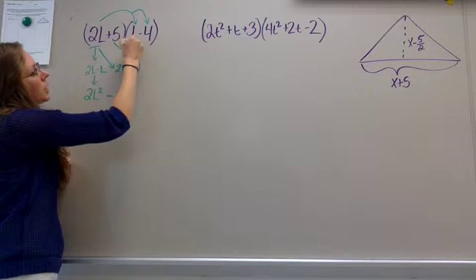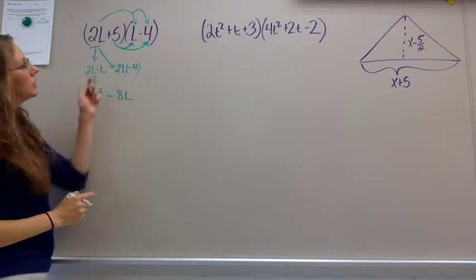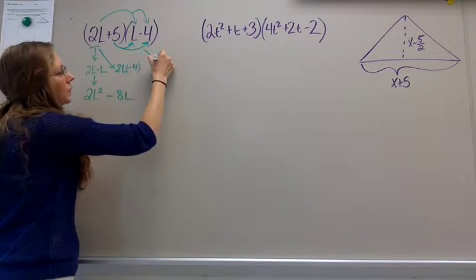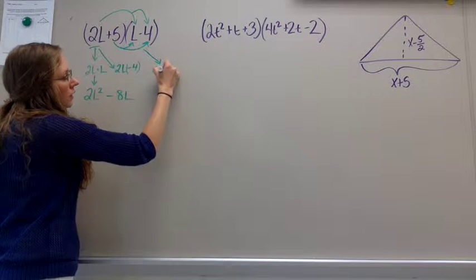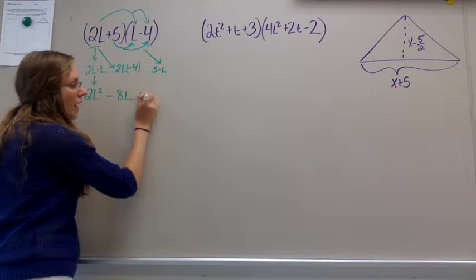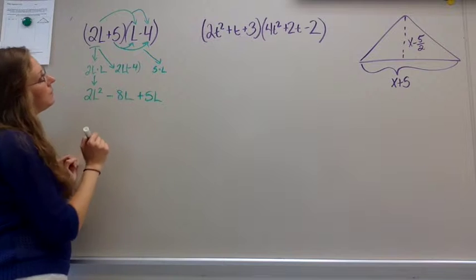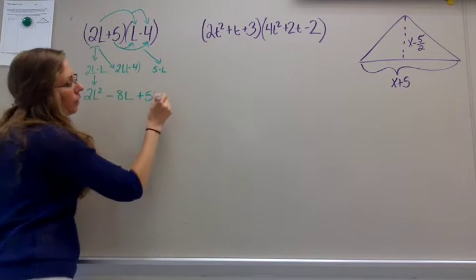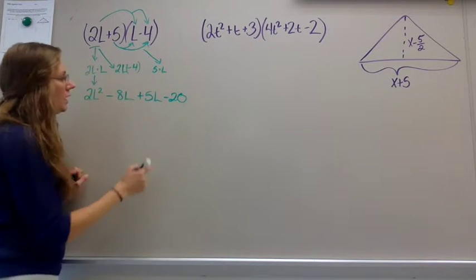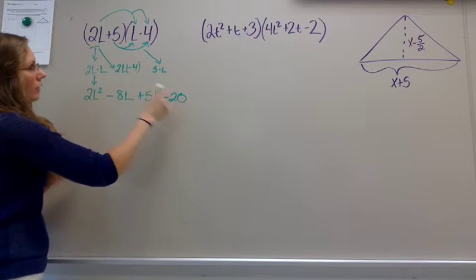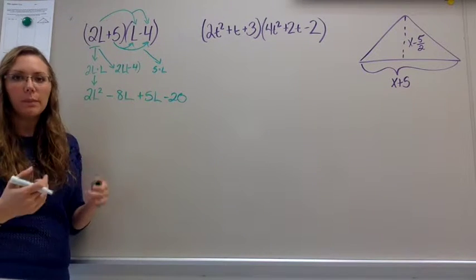Now we're going to move to our second chunk and send that to each piece. So we have 5 times L. I'll put this work here. Again, that's just going to be 5L. It's positive, so we add it. And then we have 5 times negative 4, which is a negative 20. Now that we've done all our multiplication, we're going to combine like terms.